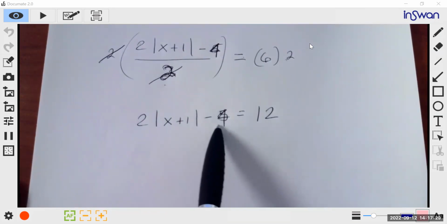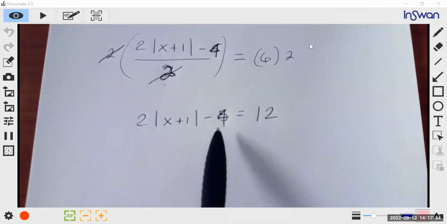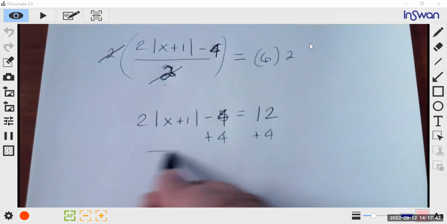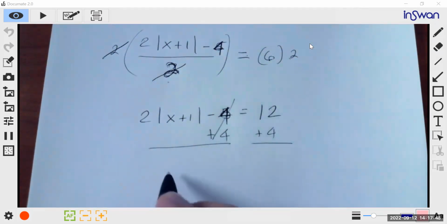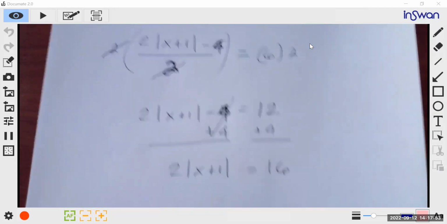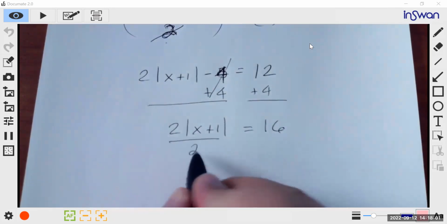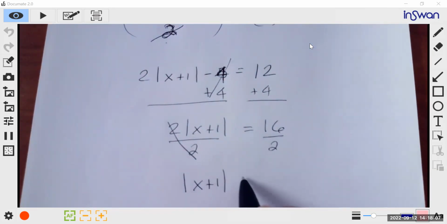No, you have to get rid of the denominators first. Then get rid of anything added or subtracted to it. So we add 4 to both sides. That's supposed to be a -4. So 2 absolute value of x plus 1 equals 16. Now divide both sides by 2. Absolute value of x plus 1 equals 8.